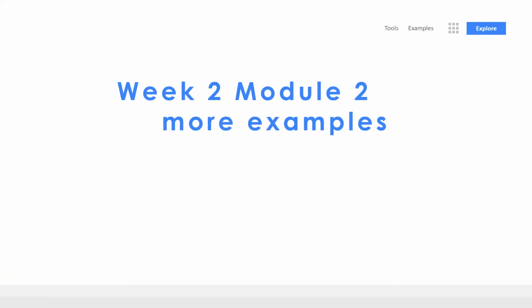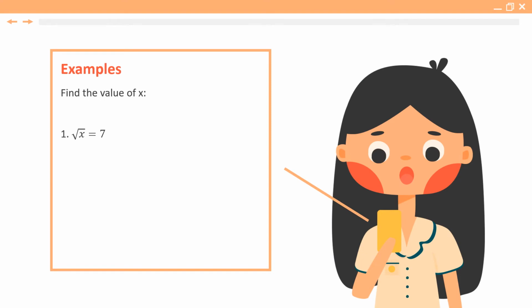So here are our examples. For the first one, we need to find the value of x. We have square root of x is equal to 7. What we have to do is multiply square root of x to itself, or raise it to the power of 2, which is the same thing that we will be doing on the other side. Simplify. The value of x is equal to 49.